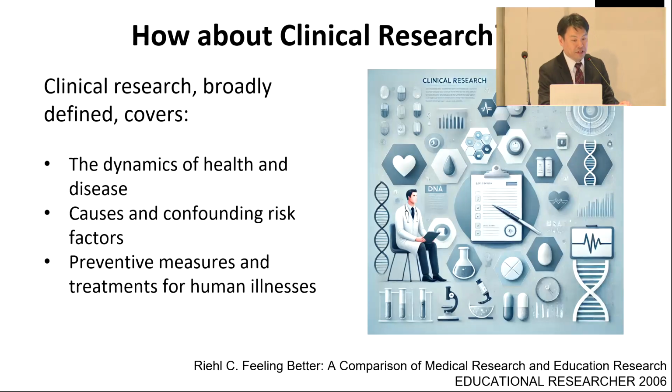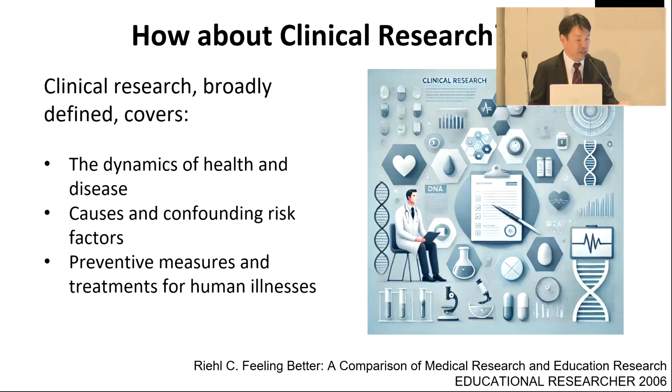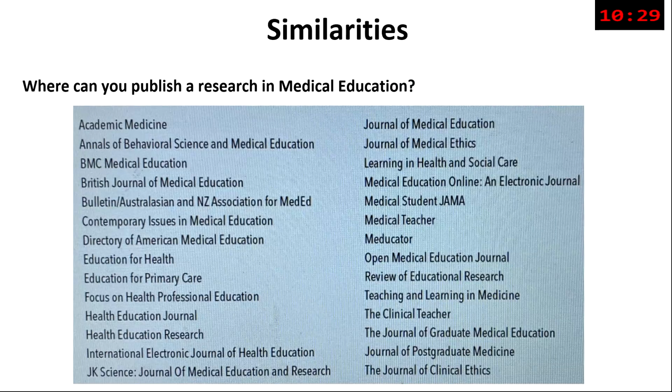So how about clinical research? Broadly defined, it covers the dynamics of health and disease. And we're always trying to determine the cause and confounding risk factors. And then most importantly, the preventive measures and the treatment of human illness. So it seems very different, what these two research types are focusing on. However, they do share a lot of similarity.